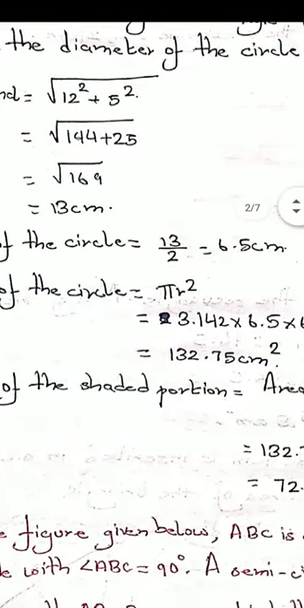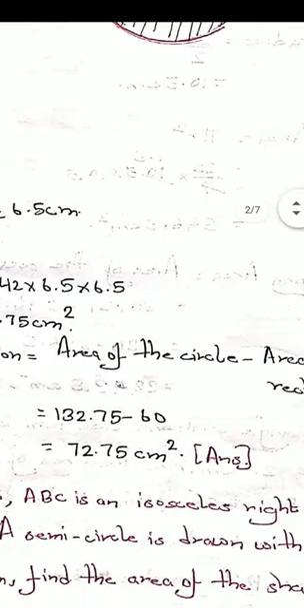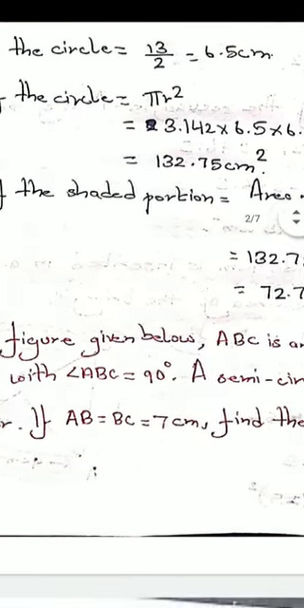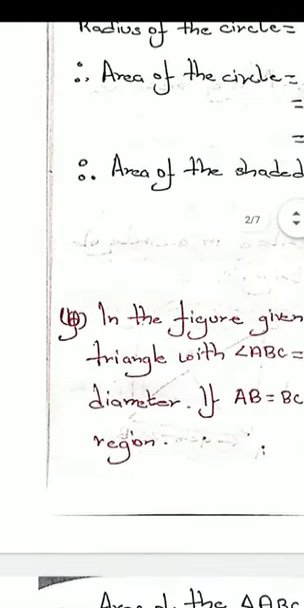So area of the shaded portion is very logical. So we have to subtract the area of the rectangle from the area of the circle. So we'll get 132.75 minus 60, that is 72.75 centimeters square. I hope you are clear with this. So let us go ahead to the next problem that I have.